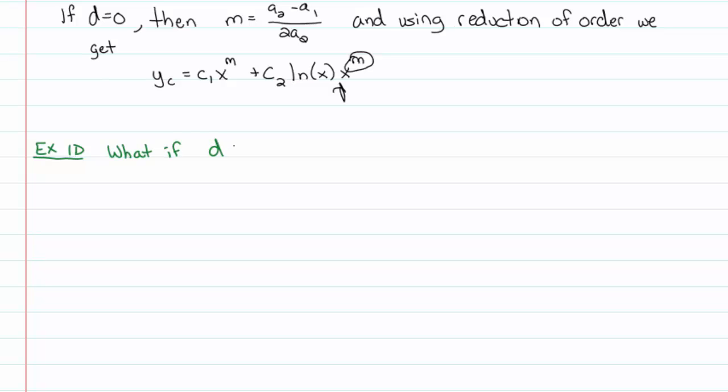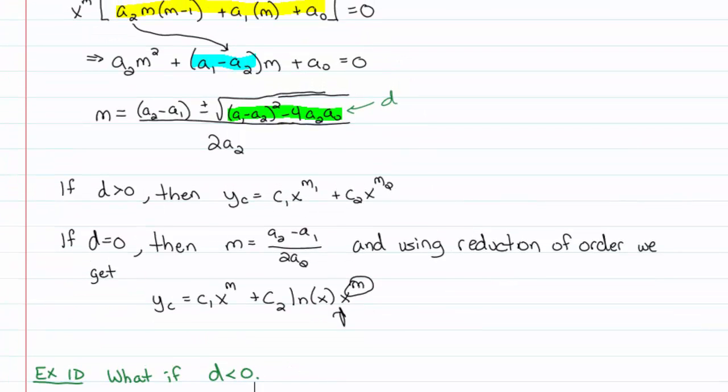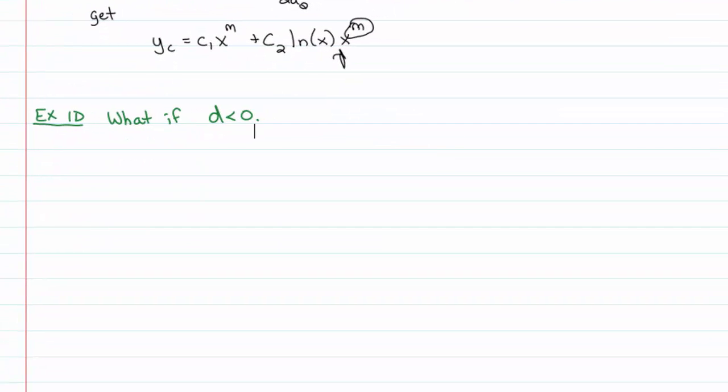What if the discriminant is negative? In other words, when I scroll up here, the stuff in green that I've highlighted, what if that's negative? In other words, we have imaginary solutions to our characteristic equation. Well, if that's the case, and I'll draw out my work in blue here, that will imply that the value of m is equal to some real part, which is technically speaking a sub 2 minus a sub 1 over 2a sub 2, plus or minus some imaginary part, which again, technically speaking, is square root of d over 2a sub 2. But remember, d is negative.